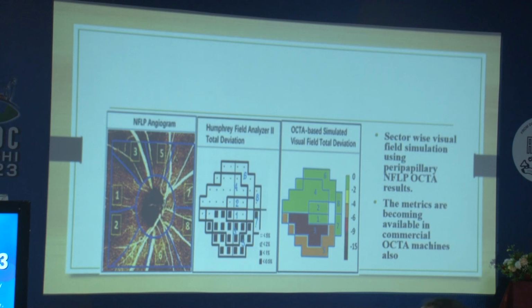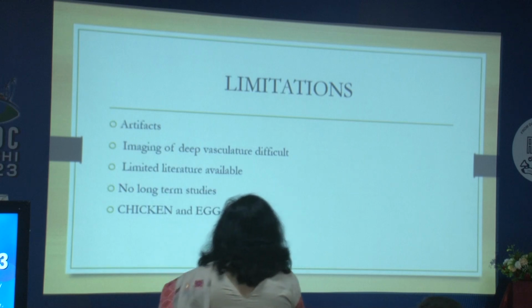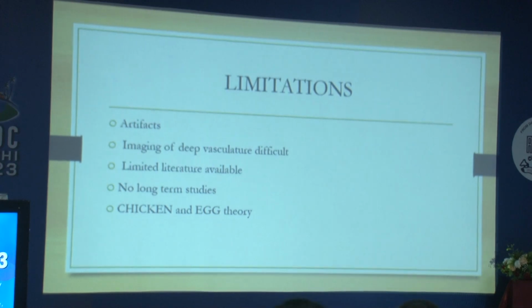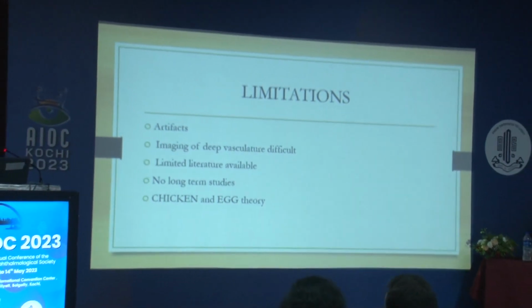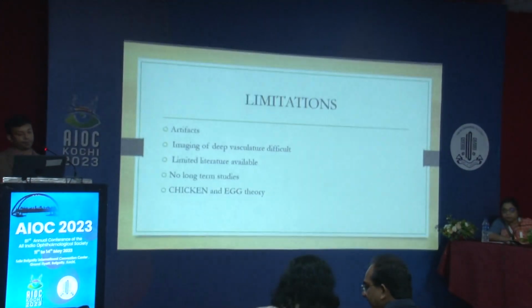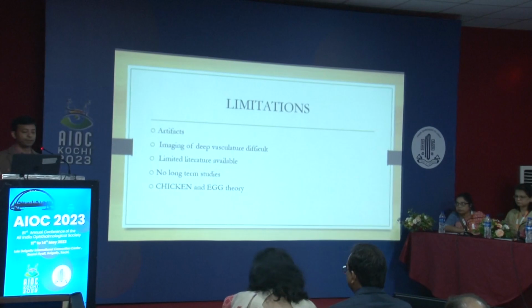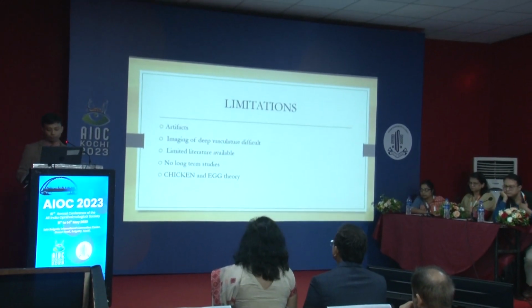There is no model to notice glaucoma progression in Octa. That's a limitation for Octa users, and it actually measures the volume, velocity of the RBC cells. So there are so many artifacts. There are line artifacts in there. That is a limitation for Octa, and there is always a chicken and egg theory: whether the structural damage is first or the vascular loss is first, that's a debatable question. So that is the limitation for Octa.